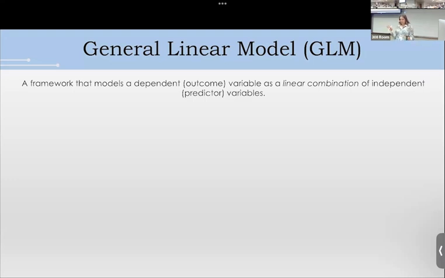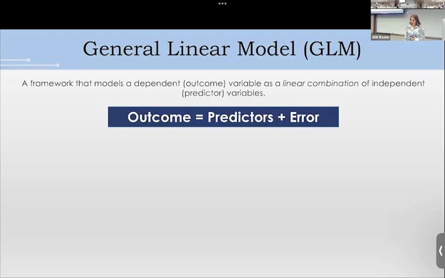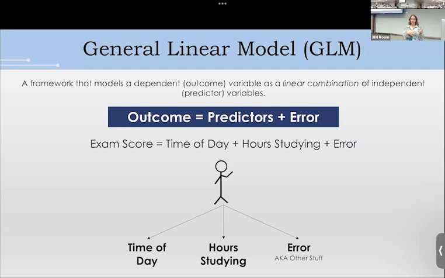So a reminder that the GLM is a framework that models an outcome variable as a linear combination, an additive linear combination, so predictor plus predictor plus predictor, of predictor variables. So outcome equals predictors plus error. So if I'm measuring exam score from time of day plus hours studying, if the model predicts your exam score should be 6 and your exam score is 7, then your actual exam score of 7 is a function of time of day, hours studying, and then that error term.